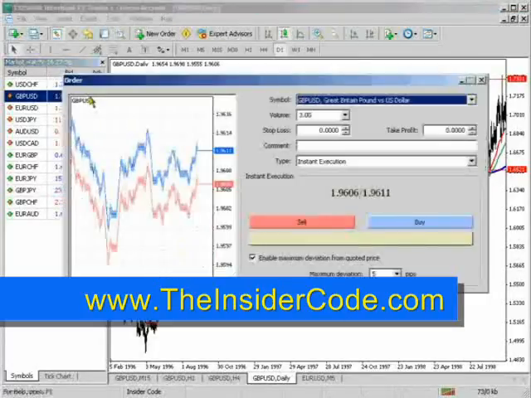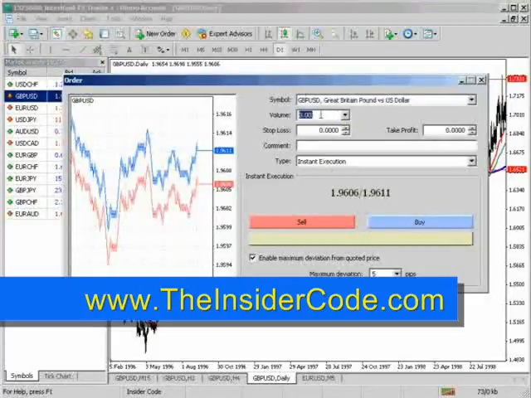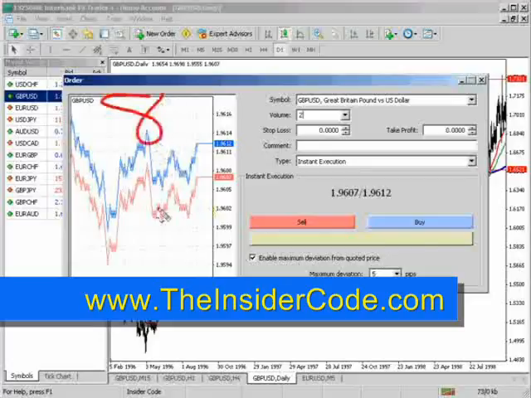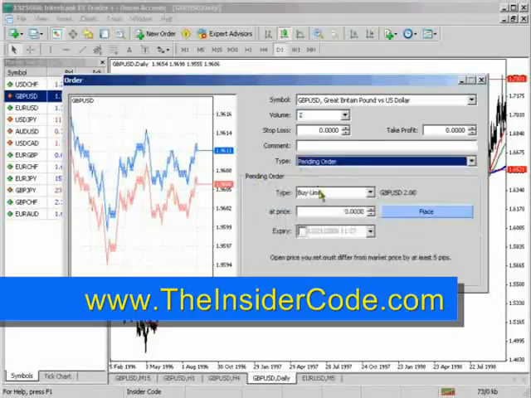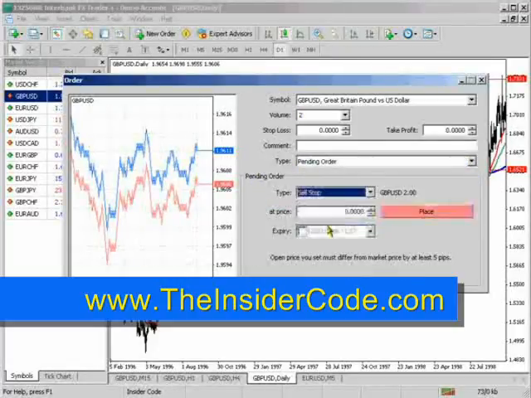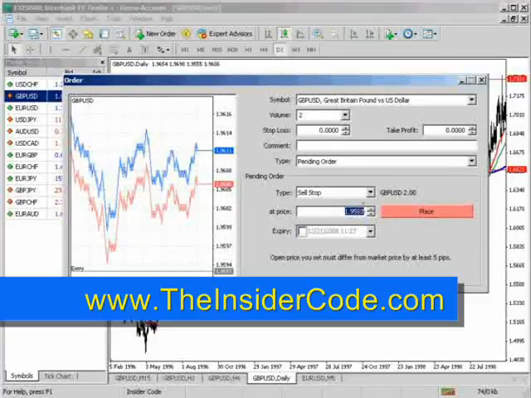Now we're going to need to place another one. So we go back to our order window. Our volume is going to be 2 this time. Remember, we're using 8 and then we're using 2. We don't want instant execution. We want the pending order. We want a sell stop because we're going to be below the price. So we go back down here, 95.93. Remember, we need 96.23, 1.9623.